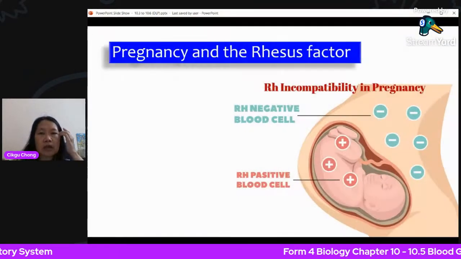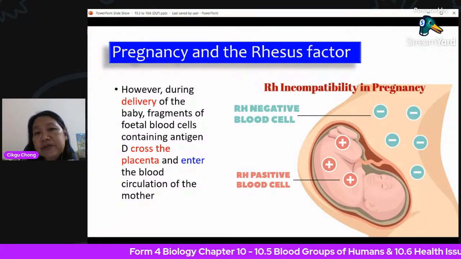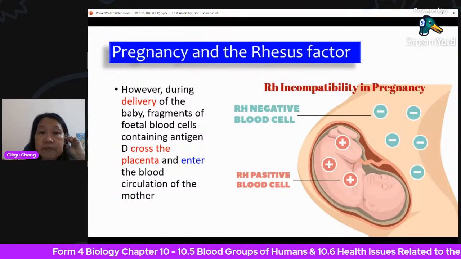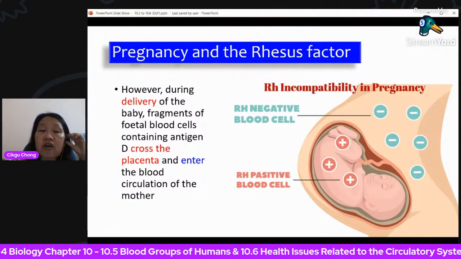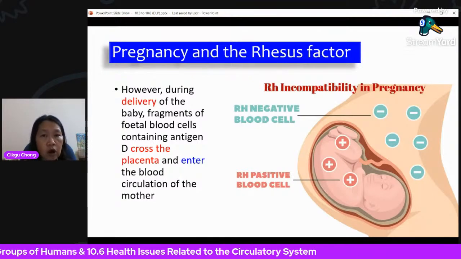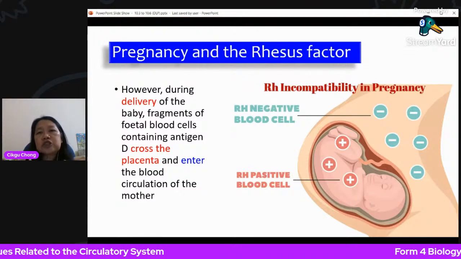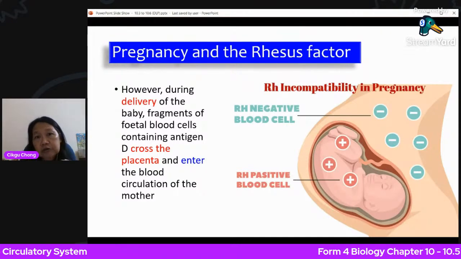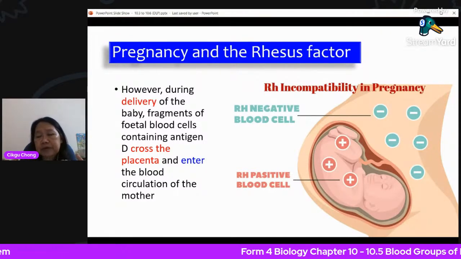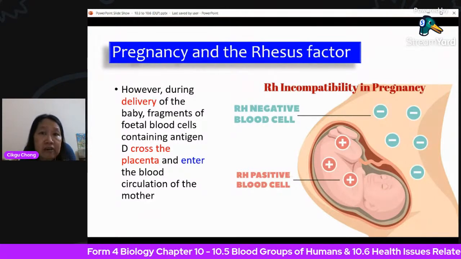All right, now, however, during delivery, when the mother is about to give birth, there is a lot of contraction. Contraction is the muscle, the uterus wall, contracting. It's going to contract and push, and it's going to try to push the baby out. During that time, the placenta tissue is going to be tearing, all right?